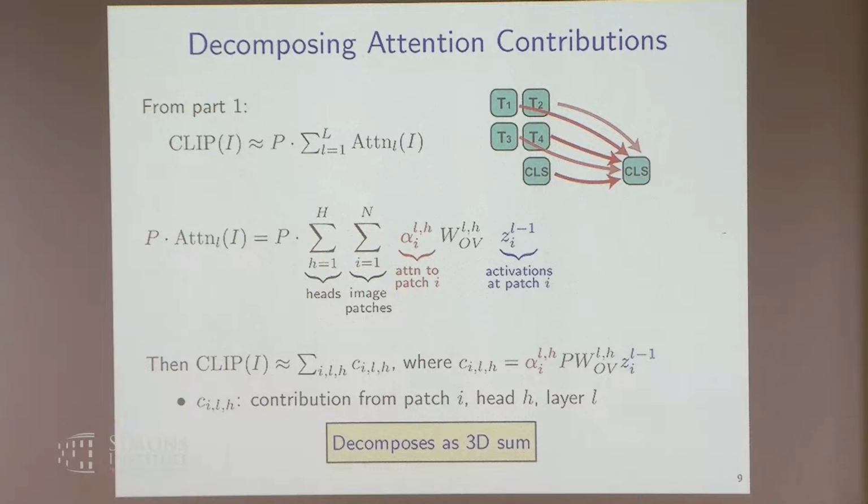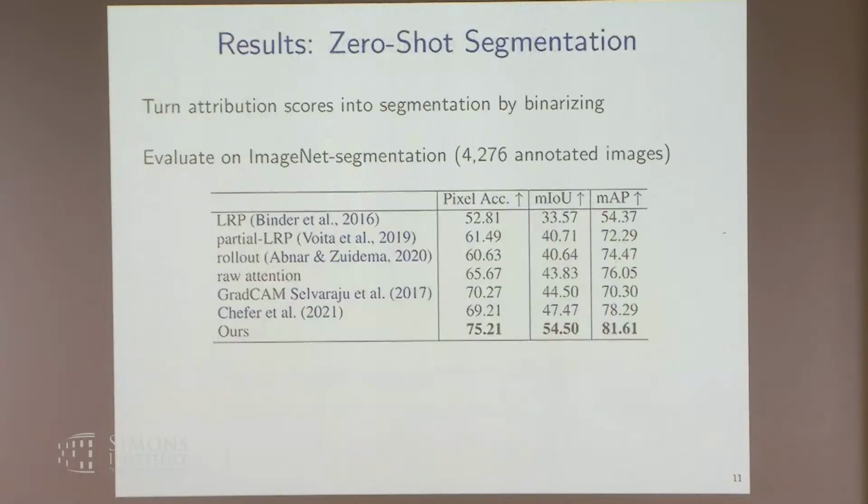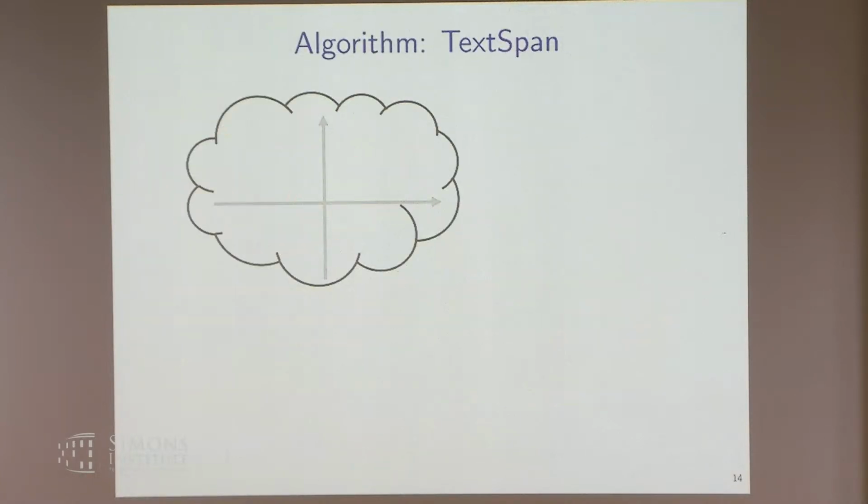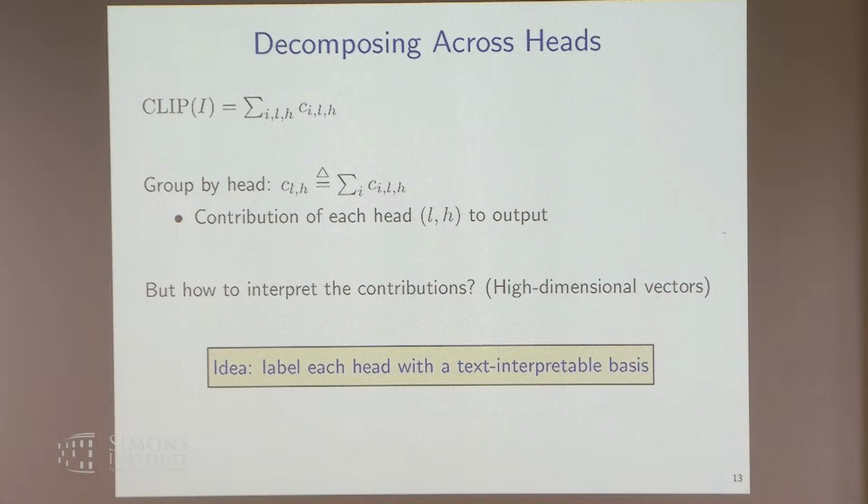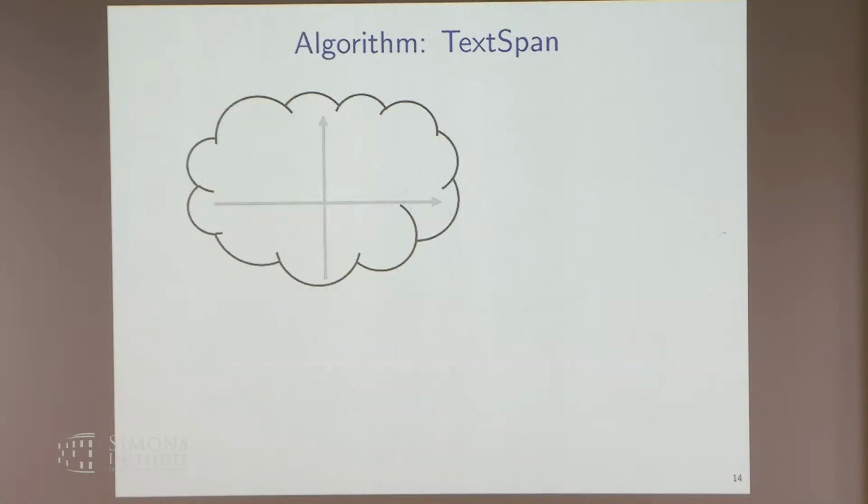Yeah, cool. Okay, great. So let's go to talking about these heads. How could we interpret the contributions of these heads? They're just these kind of high-dimensional vectors. And so what I'm going to do is some kind of unsupervised learning algorithm where I'm going to try to come up with a basis for each head, where this is going to look kind of like PCA, but I want each basis element to be text interpretable. So how can I do that?